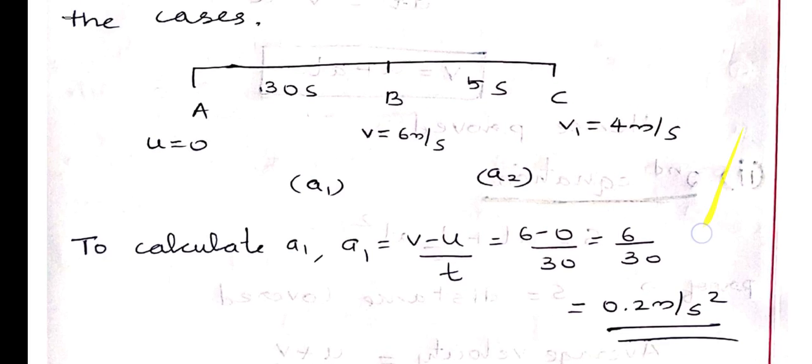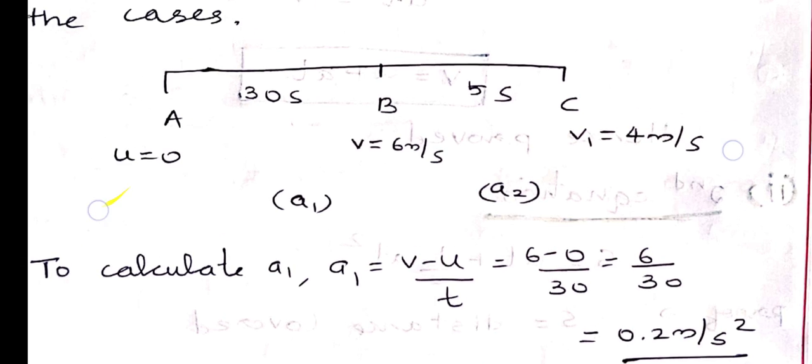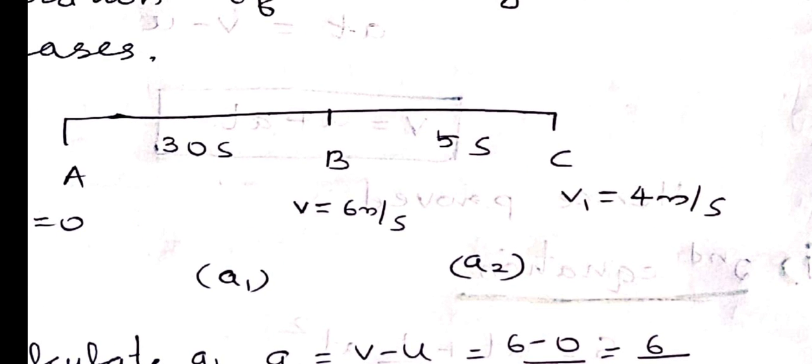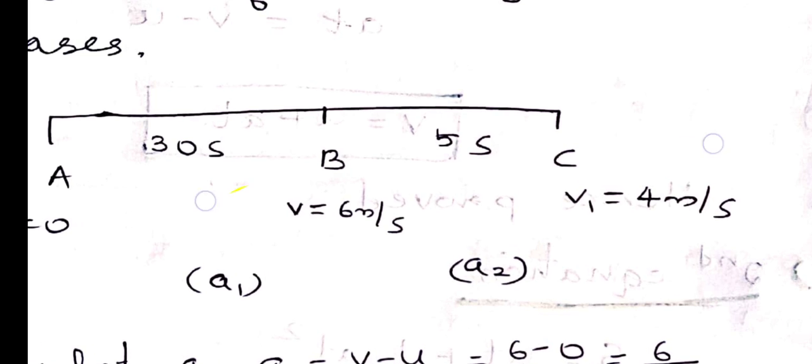So the next acceleration, we are considering the second case, only this region. Now the body is at B. Its velocity is 6 meter per second. After 5 seconds, it reaches C with a velocity of 4 meter per second, which is down. The velocity is decreasing. Okay. In the second case, the initial velocity is taken as 6 meter per second. I hope it is clear.